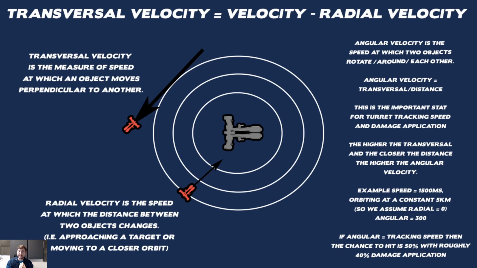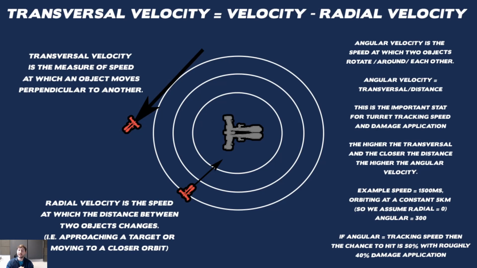Angular velocity is the core concept that we want to cover in this slide in particular. It's the speed at which two objects rotate around each other. And the angular velocity calculation is transversal velocity divided by the distance that you are from the target. This is the important stat for turret damage application and tracking speed.